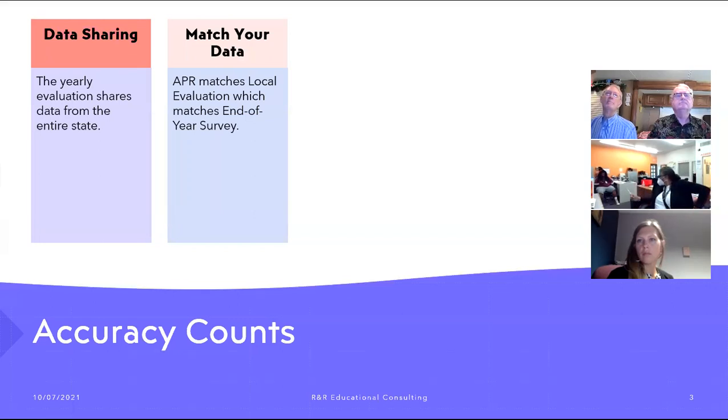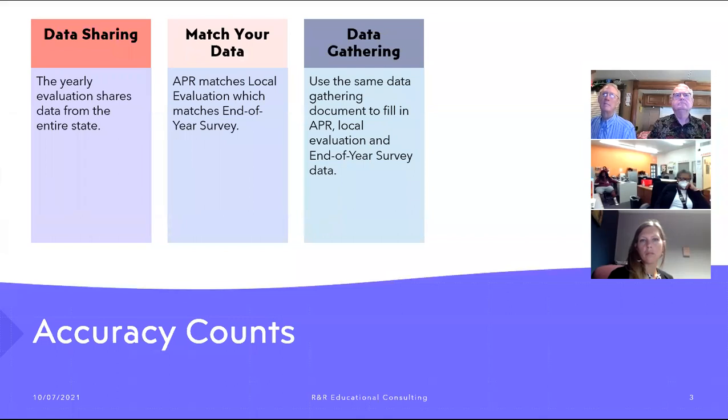Most of the time, I don't have a percentage for you, but most of the time it does match. Just occasionally we have to contact someone about why things don't match. So just be careful. When you're gathering the data, make sure that you use the same data everywhere. Occasionally the first two places, like the APR and the local evaluation, are fine, but then when we look at the end of year survey, there's a discrepancy or two. So again, be careful with what you're using.